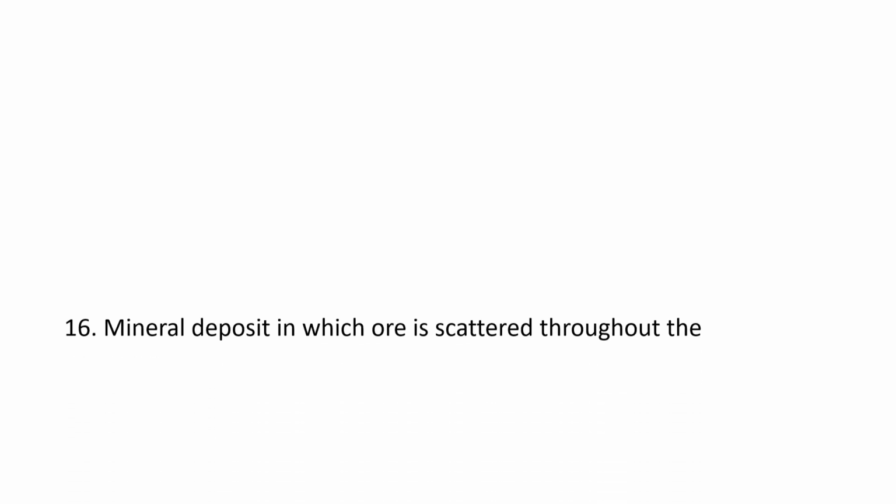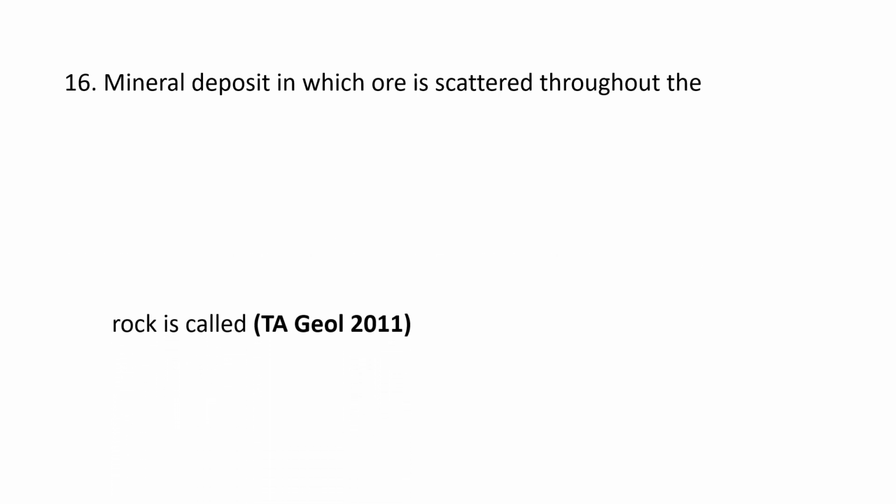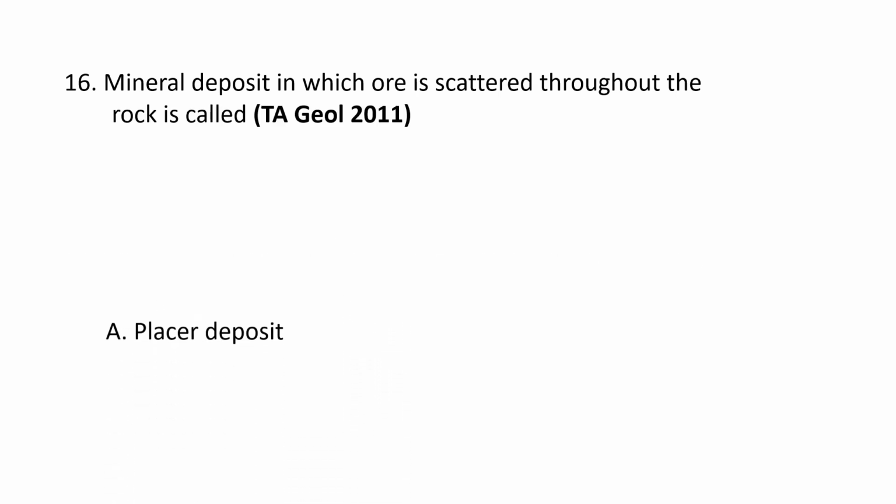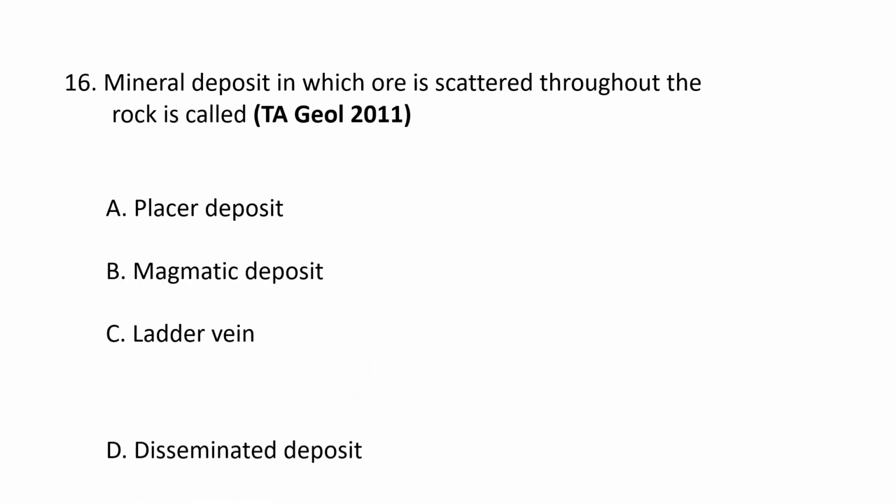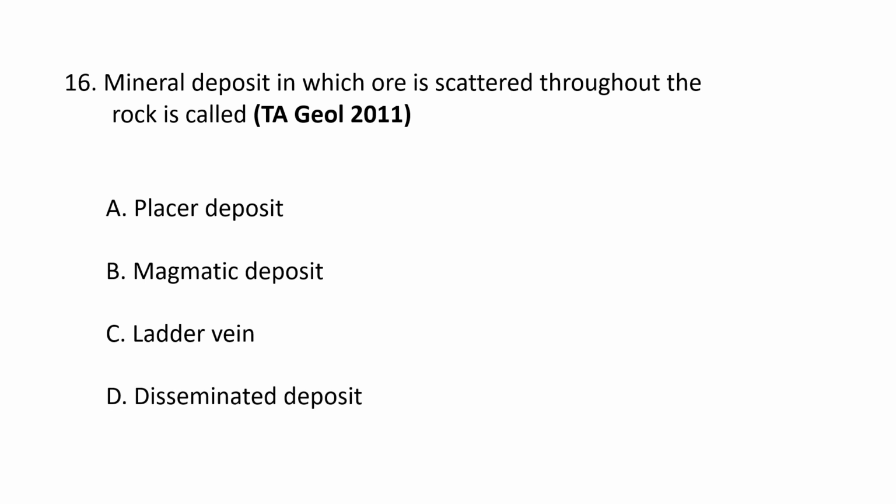Next question. Mineral deposit in which ore is scattered throughout the rock is called A. Placer deposit, B. Magmatic deposit, C. Ladder vein deposit, D. Disseminated deposit. So the correct option is D.